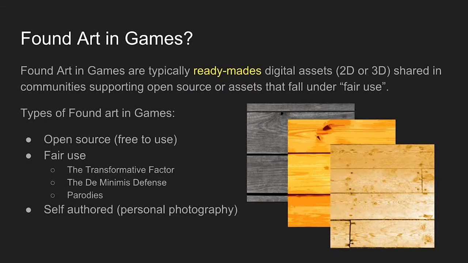So what about games? Well, found art in games are typically ready-made digital assets, 2D or 3D, shared in communities supporting open source or assets that fall under fair use. We're going to take a look at the following: open source, fair use, and then self-authored. You probably have a camera on your phone and have lots of pictures on it.